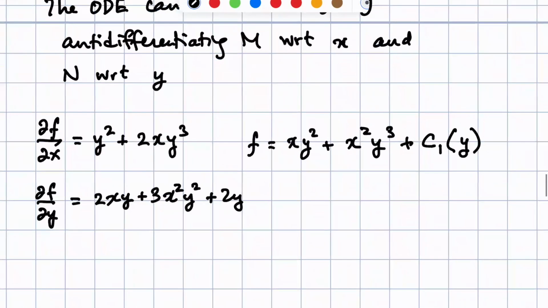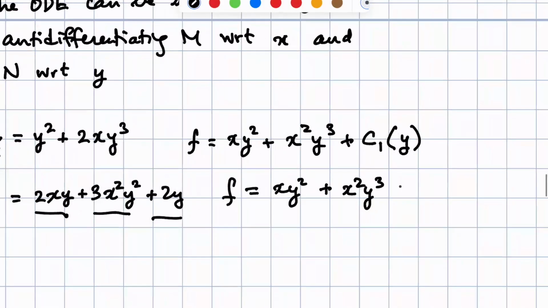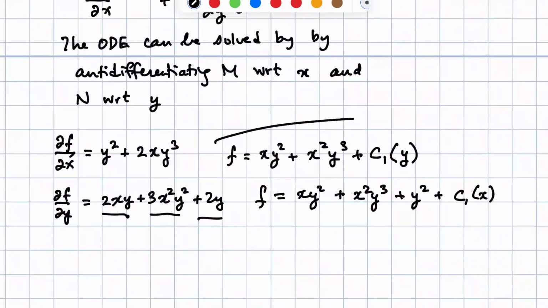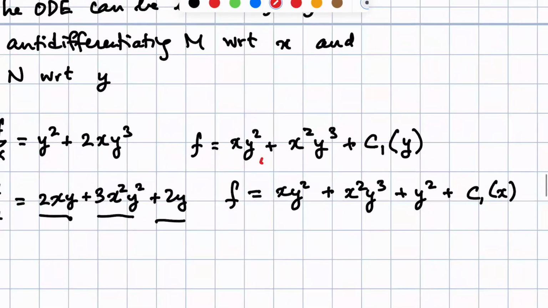So I need to anti-differentiate this with respect to y. If I anti-differentiate this with respect to y, I get xy squared plus x squared y cubed. Anti-differentiating in y, I get a y squared, and then a constant which may depend on x. Both of these equations have to be true simultaneously, so I compare these two, and then these two.